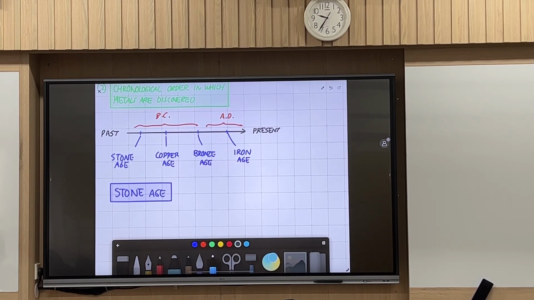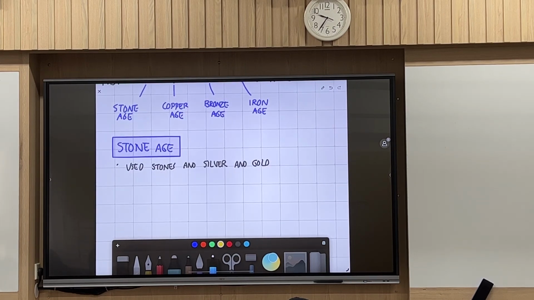So Stone Age is when we use stones and silver and gold. That's because these metals don't need extraction at all. They are immediately available. And by the way, gold is not naturally formed in the earth. You know, most of the elements are formed inside the earth's core, by a fusion effect. But gold is not made this way. Do you know where all the gold on earth comes from? Meteors. Yeah, from meteorites.